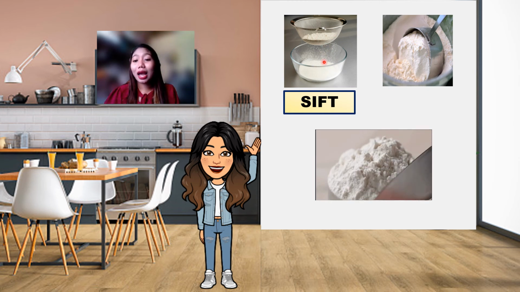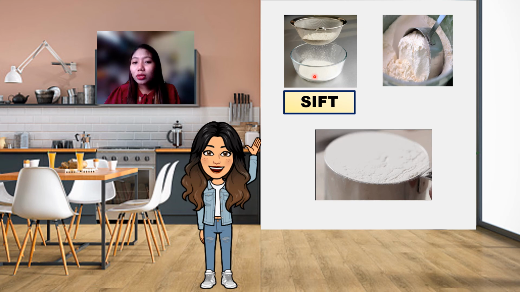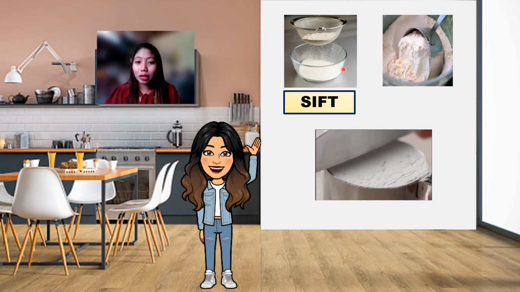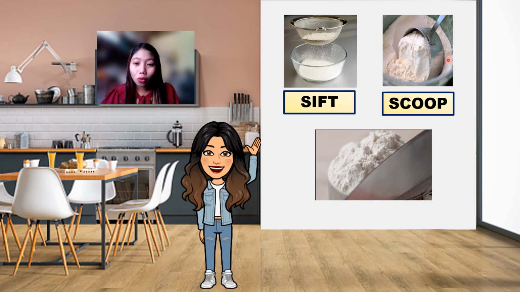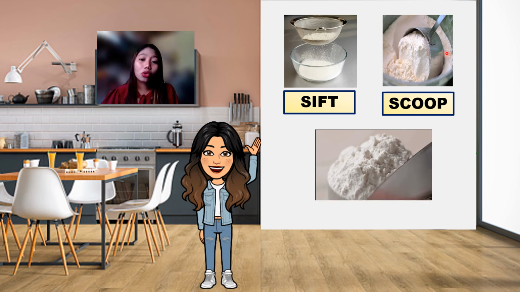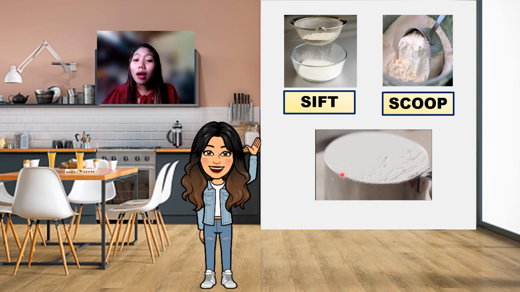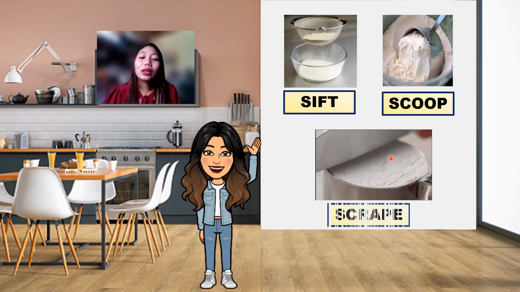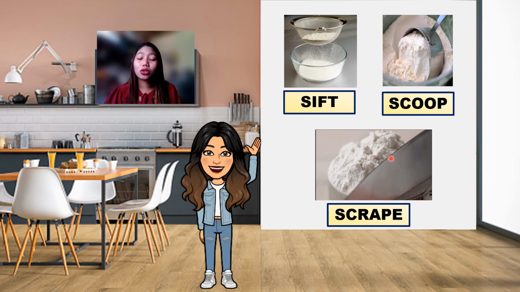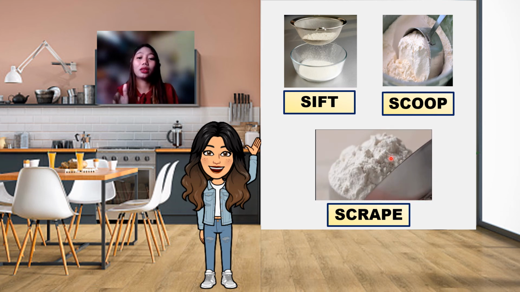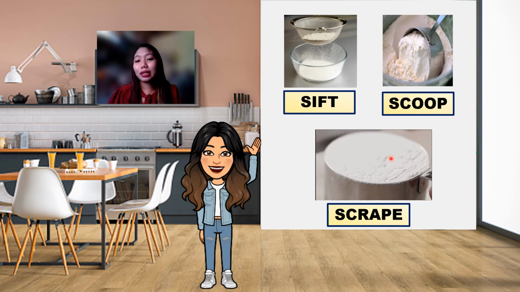So, sift, sasalain, matatanggal yung mga buo-buong part. So, after you sift, yung sifted po na ingredient, you have to scoop from there. Scoop. So, sasandok ka na. And when you scoop, you have to make sure na umaapaw siya. Okay? Kasi yung umaapaw na part, that will be scraped. Ayan. So, remember in measuring your dry ingredients using a dry measuring cup, you have to sift, scoop, and scrape.